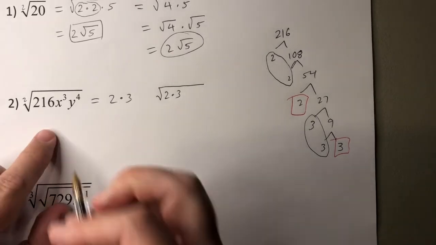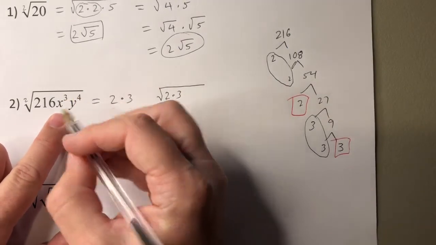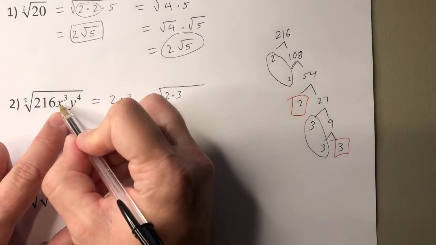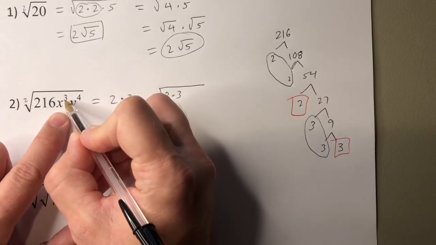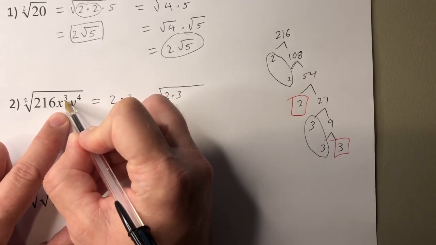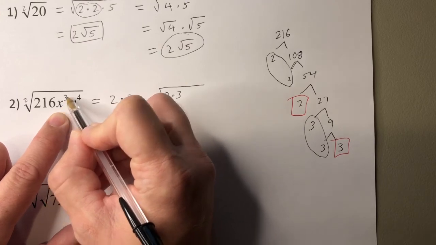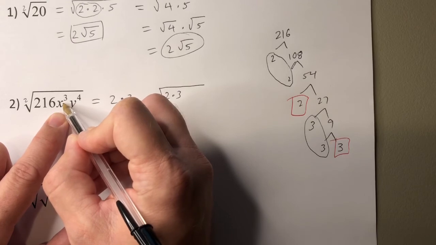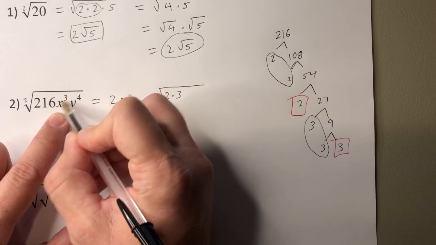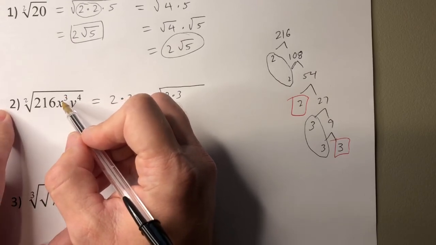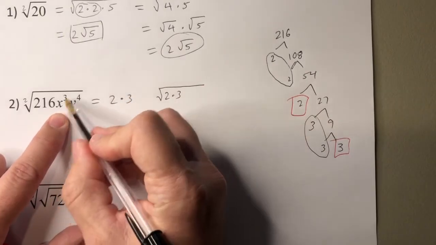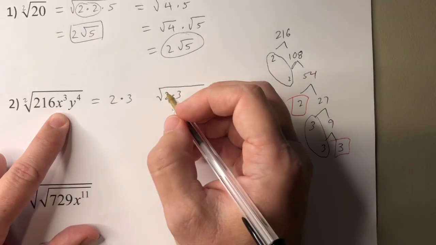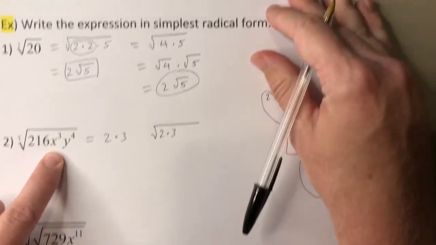All right, so the next thing we're going to do is look at the variable components. This normally is easier because you don't have to worry about factoring any specific number. All you got to do is look at the exponent. So this is x cubed. This means there are 3 x's. All you got to understand is that for every 2 x's you have, you're going to pull 1 x out in front of the radical. So you have 3 x's.